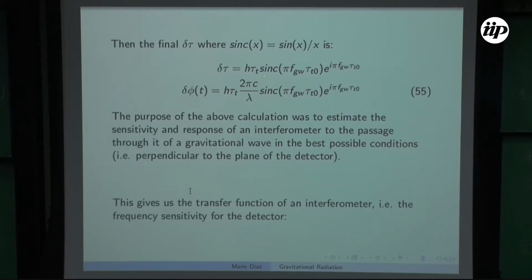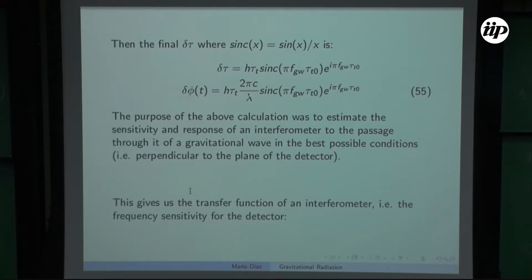It's expressed in terms of the cardinal sine function, or sinc, and theta. The time that light is traveling within the detector is given by this rather simple expression, and the change in phase is given by this other expression. So the idea is to estimate the sensitivity and the response of an interferometer to the passage of a gravitational wave, of course under the best possible conditions.